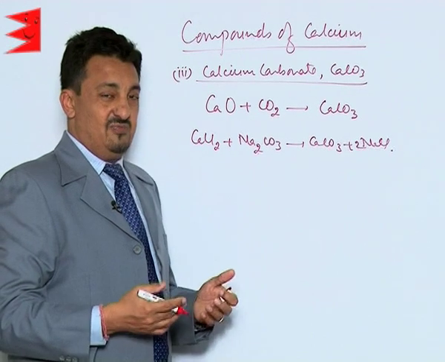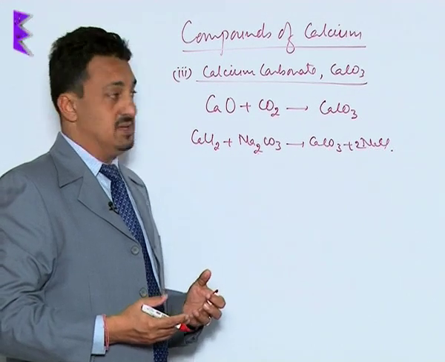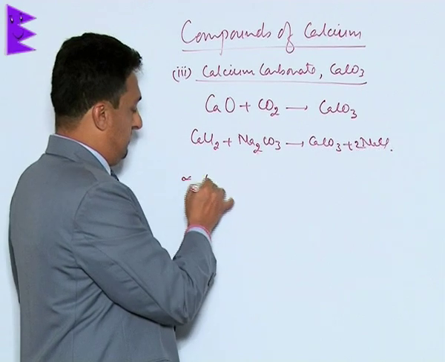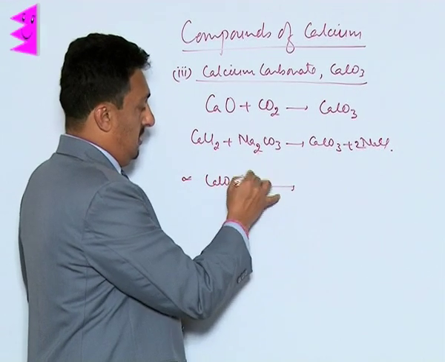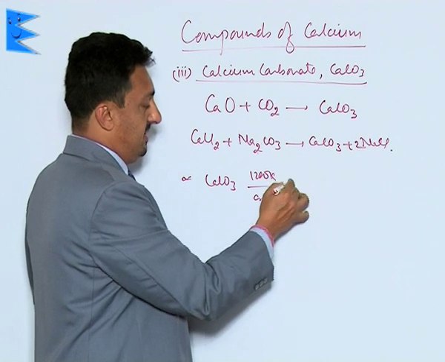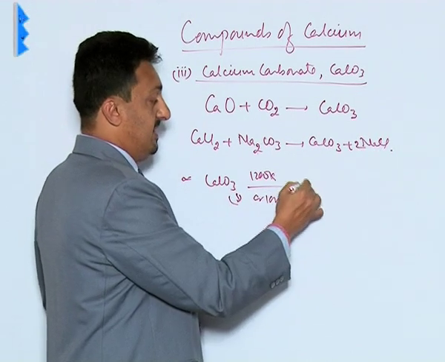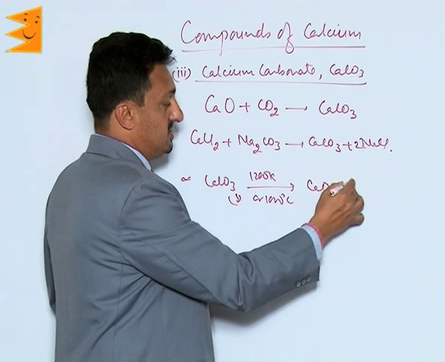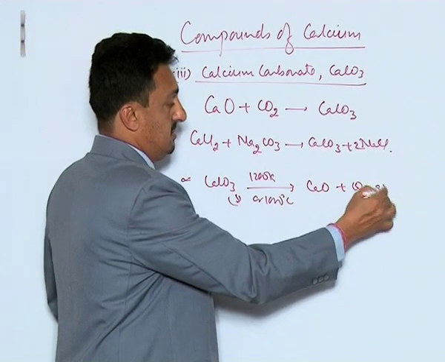It's a white colored fluffy solid and at around 1200 Kelvin, or around 1000 degrees Celsius, when heated, it decomposes to give calcium oxide and carbon dioxide.